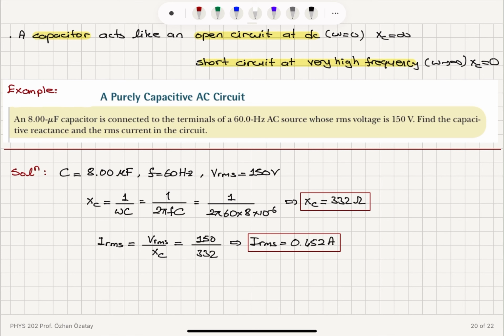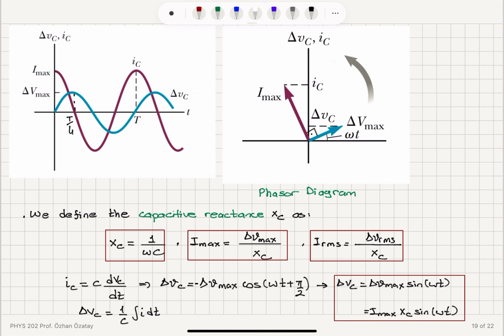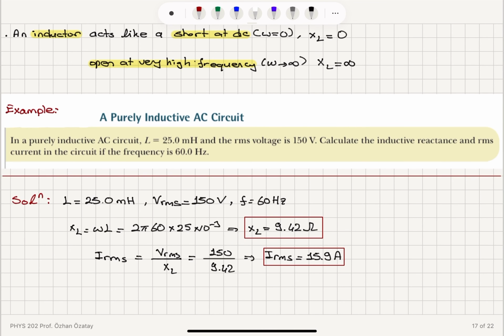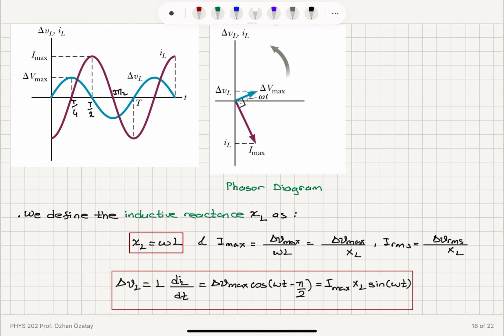So you can see that the formulation for the resistor, capacitor, and inductor are the same. The only difference is that the resistance is now a frequency-dependent resistance. We have inductive reactance in an inductor, which is omega L, and 1 over omega C, capacitive reactance, in a capacitor. And the other important difference between these two is that in a capacitor, the current leads voltage by 90 degrees. In an inductor, current lags voltage by 90 degrees.